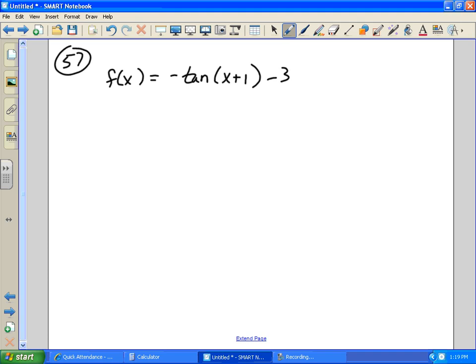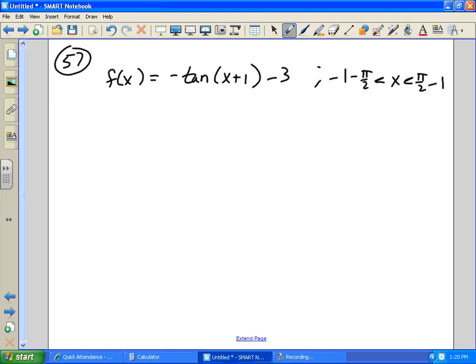minus 3, and I know negative 1 minus pi over 2 is less than x, which is less than pi over 2 minus 1.